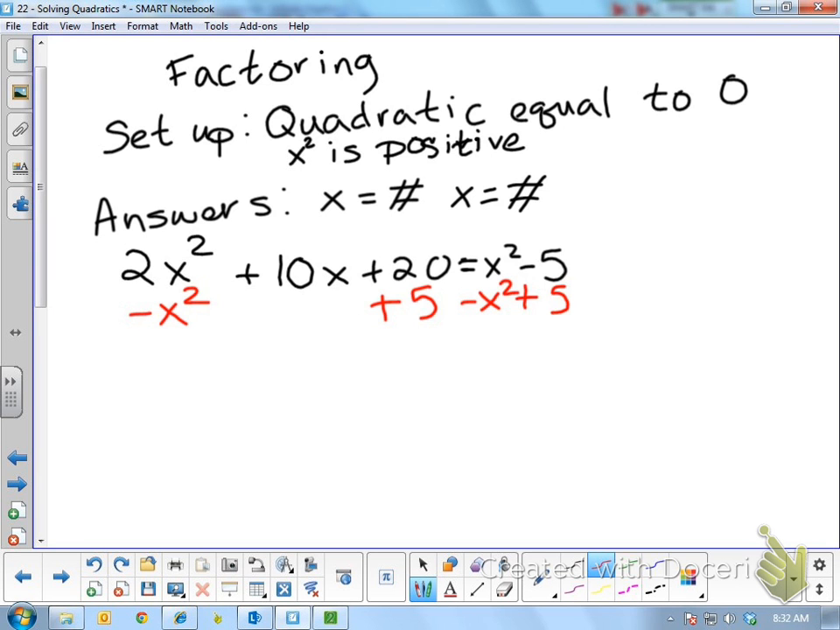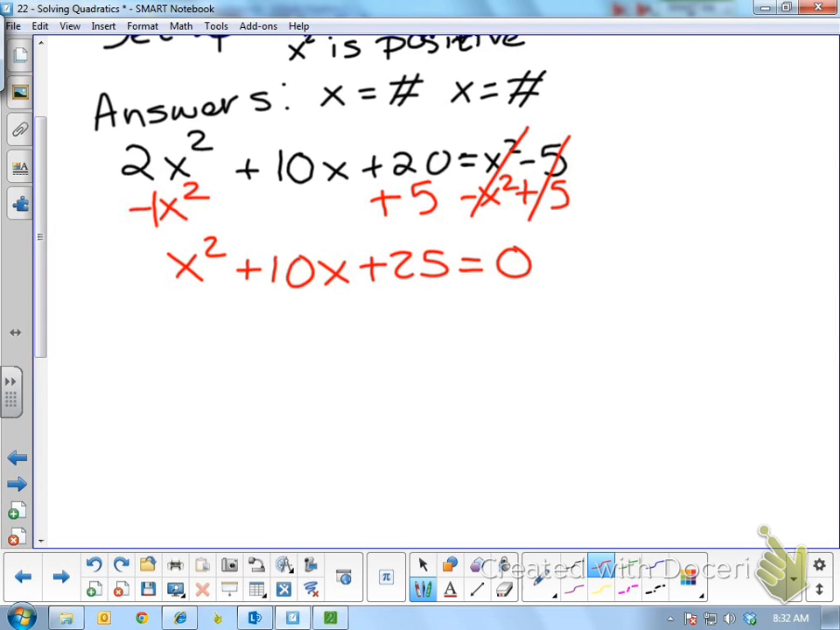And I'm lining it up with its like term. If there's no like terms, it won't combine. This time we have all like terms, so we can combine everything. We know the right side is 0. We subtract down. 2 minus 1 is 1x squared. I can just write x squared. We bring down the 10x. Plus 25.